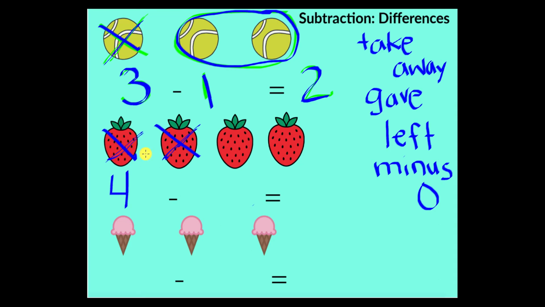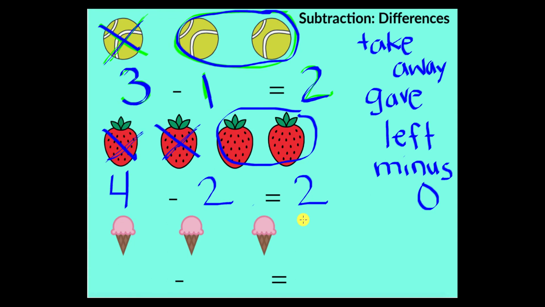Now, how many are left? There's that fantastic word again, left. So we're going to circle how many are left so we can know what to put in our answer. She gave away how many? 2. How many were left? That goes here. 2. She had 4 strawberries. She crossed out 2, and she had 2 left. Isn't that wonderful? You guys are so awesome.